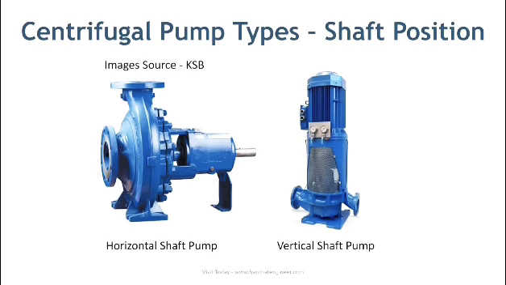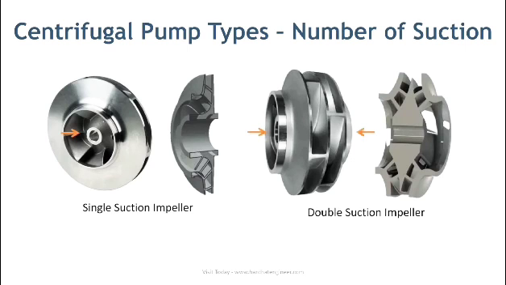Based on the number of suctions, a centrifugal pump can be single or double suction type. Most centrifugal pumps have a single suction design. However, when the flow rate is very high, single suction will not be enough. In this case, double suction pumps are used. The impeller of this type of pump is designed in such a way that liquid enters from both sides of the impeller, as compared to a single side in the normal case.